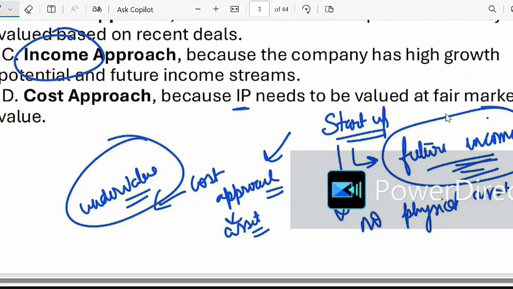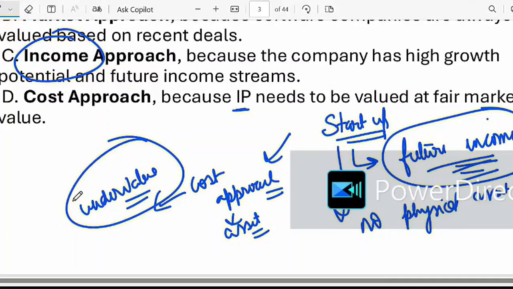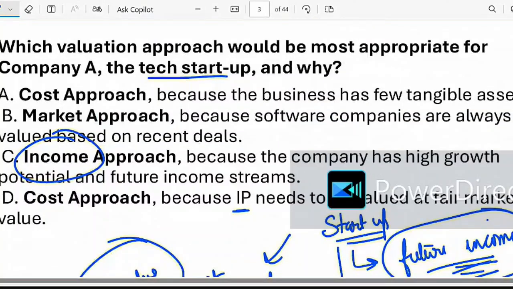So we have learned an important lesson: we have to choose a valuation approach that reflects the true economic reality of the business. I hope the concept is clear why the income approach is best. If it is clear, just write clear in the chat box. You must know what the income approach is, what the cost approach is, and what the market approach is. Market approach means based on the market price rate. Income approach means you look at the future value of this particular company, and on that basis you decide.